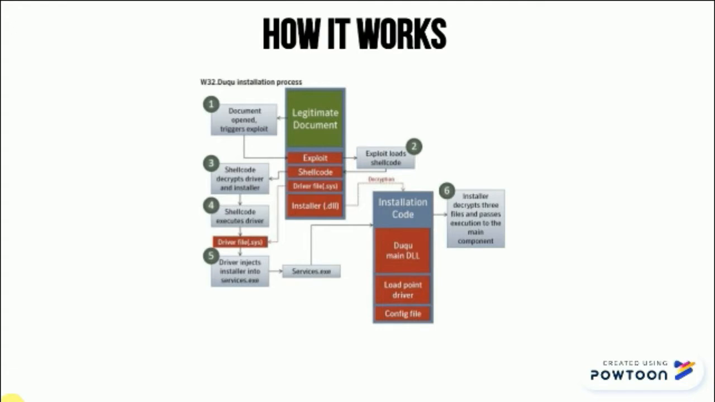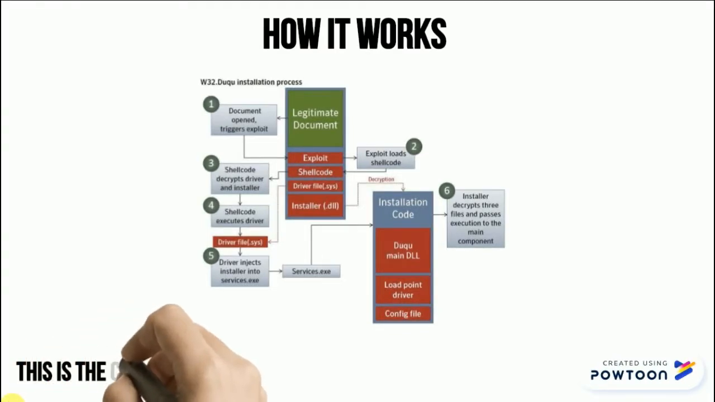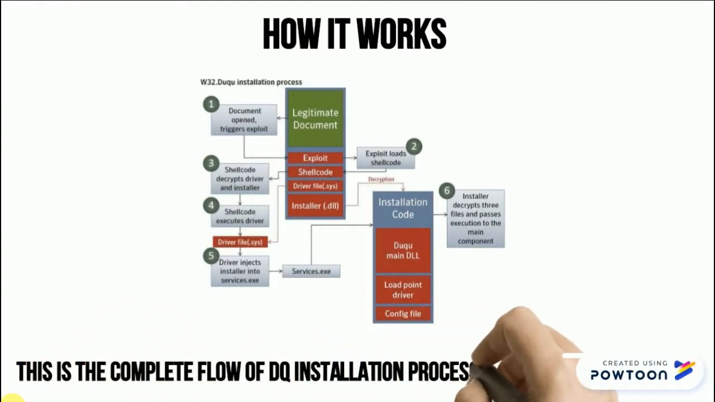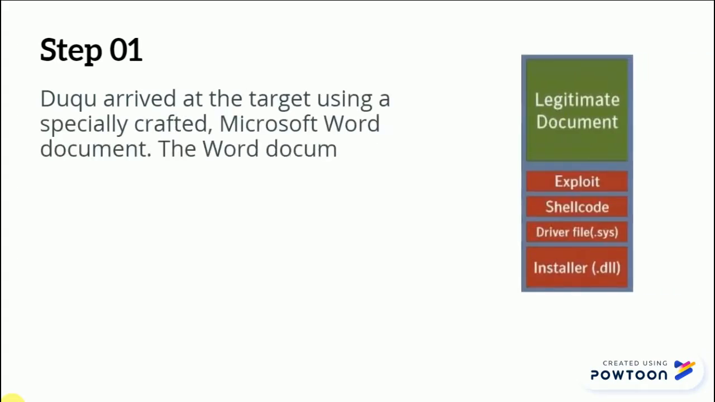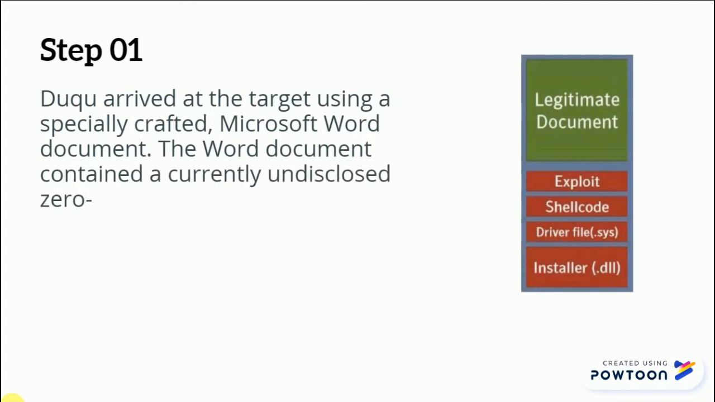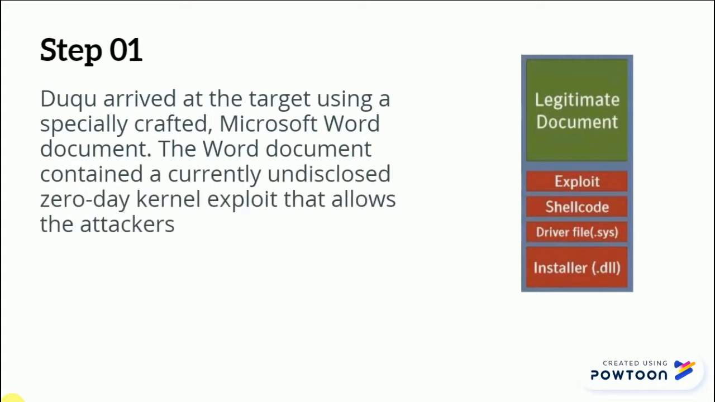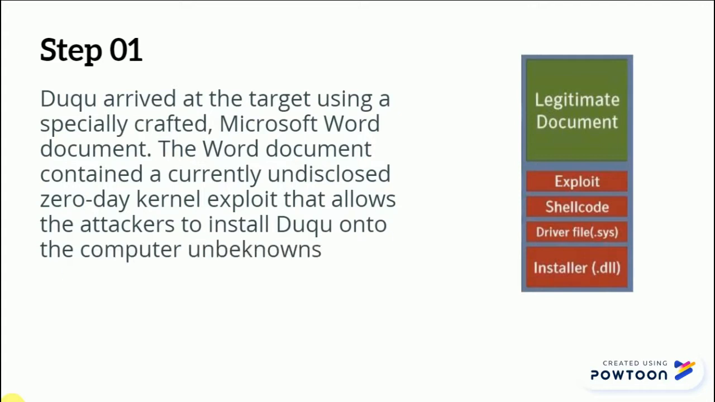This illustration shows the initial installation process of the malware on a targeted system. Let's check some further details on this process. The first step: this malware arrived at the target using a specially crafted Microsoft Word document. The Word document contained a currently undisclosed zero-day kernel exploit that allows the attackers to install Duqu onto the computer unbeknownst to the user. Let's talk about the exploit that the malware used to initiate on a system.